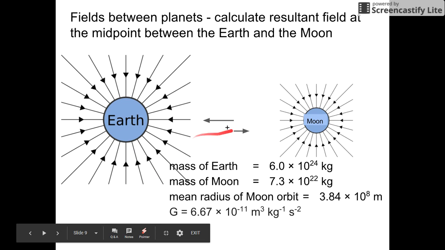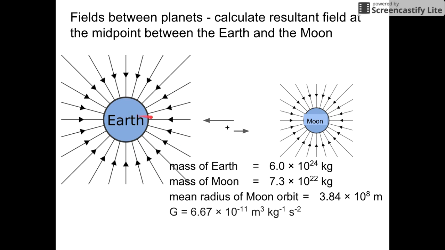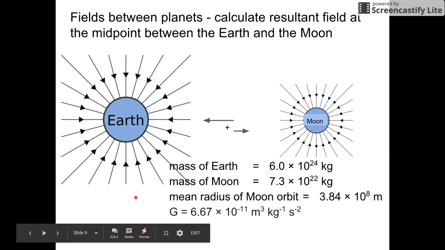If you've got two objects like the Moon and the Earth, midway between the Earth and the Moon, you're going to have a gravitational field due to the Earth and a gravitational field due to the Moon there. You can actually calculate those two by using g equals GM over r squared for both of those, and then work out what the resultant field would be by putting yourself in the middle there. So you'll be able to do that in just a moment.